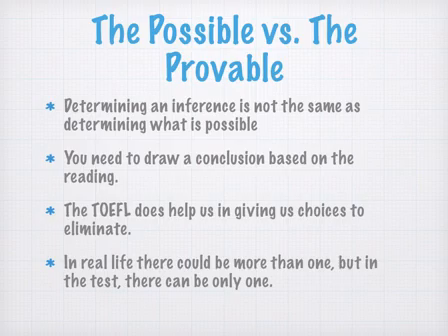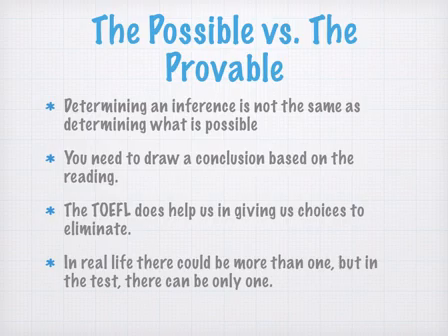So as a general rule, we always need to really focus on what is provable by the text, what is provable by the evidence in the text, rather than what is possible in your imagination. So determining an inference is not the same as determining what is possible. You need to draw a conclusion based on the reading, and you need to have a look to see that there is some supportive evidence actually in the reading.